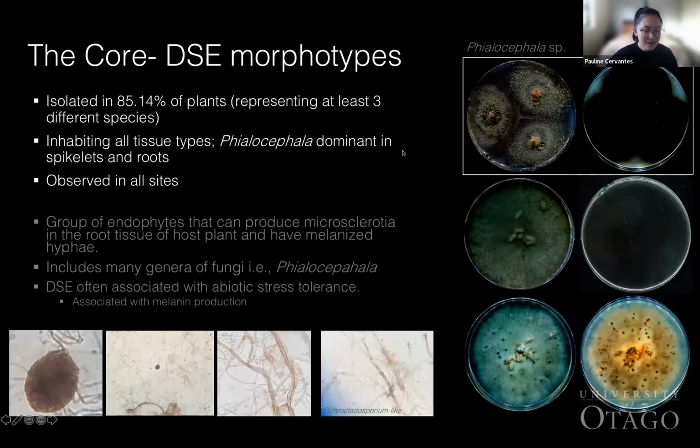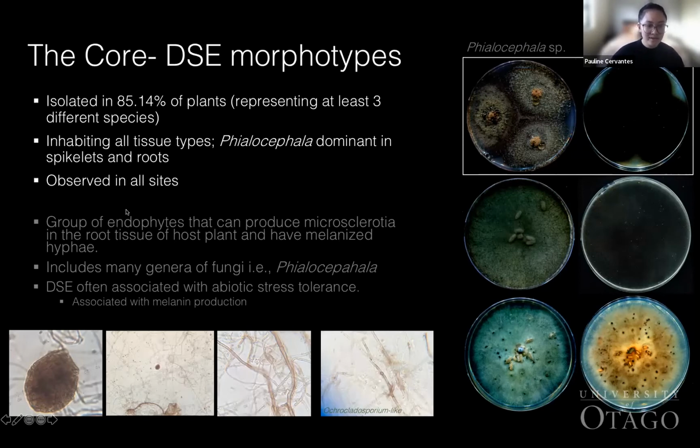So another group is the dark septate endophytes, which was isolated from 85.14% of plants. And this group represents at least 3 different species. I was able to isolate dark septate endophytes across all tissue types, and Phialocephala, which is this particular one, was more dominant in the spikelets and the roots, and they were also observed in all sites.